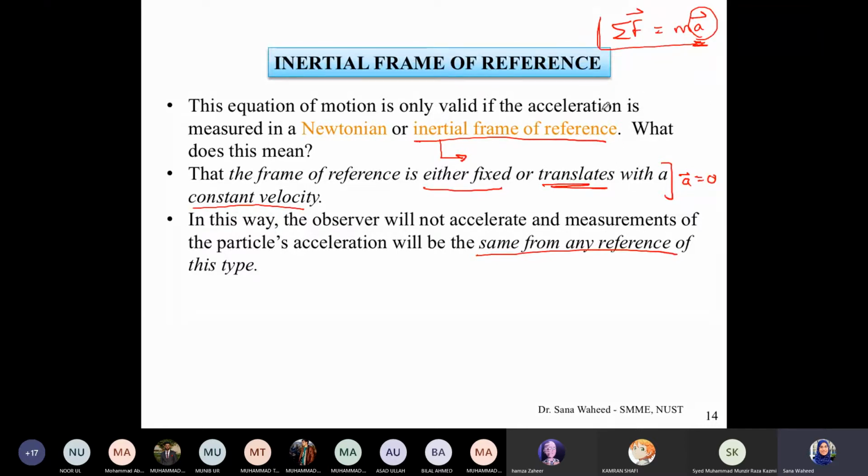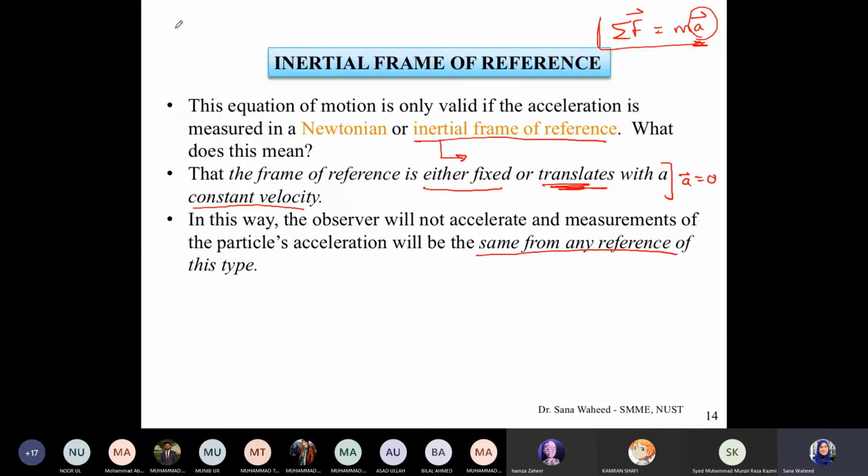Perfect. So just note here that when I say that Newtonian or inertial frame of reference does not have any acceleration, that can only imply that it is either at rest or translating with a constant velocity. That is, it cannot be rotating at all.